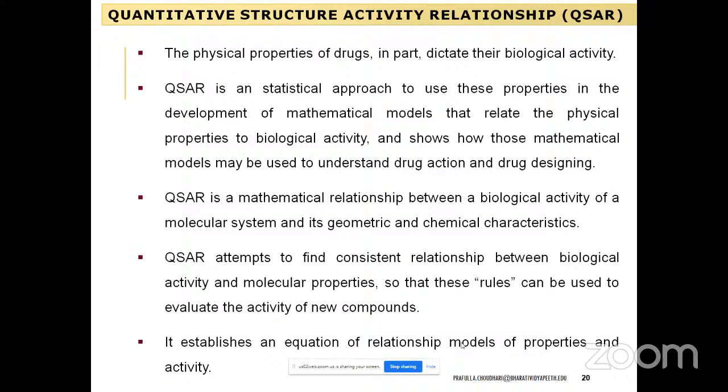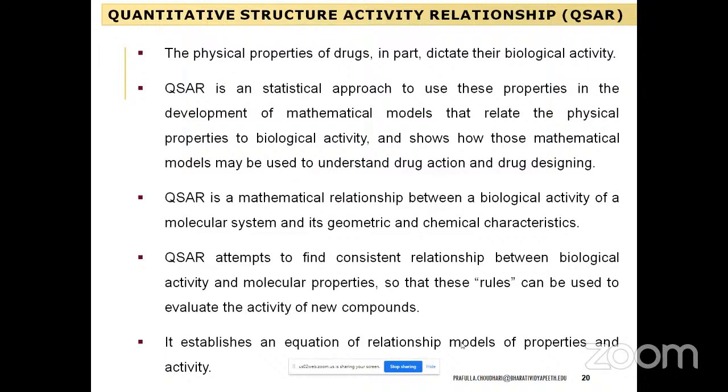Normally, when you see QSAR as a whole, QSAR is nothing but a mathematical relationship between the biological activity and the molecular system, and its geometrical and chemical characteristics. You can say that it is a mathematical, not necessarily linear, relationship. It is simply a mathematical equation which correlates the biological activity with the physicochemical properties of that particular molecular system.